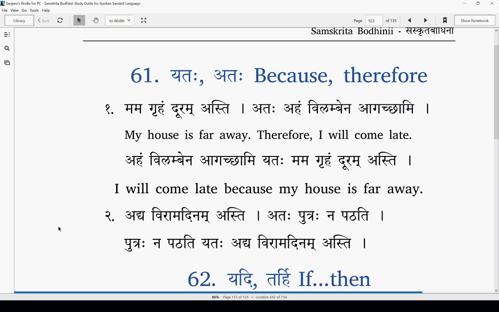Agrima vargam means next class. Next. So there, agrima varga, I made a single word. But if you want to make it two words, then it becomes a visheshanam. Agrimam vargam. Agrimam vargam agantum ichhami.